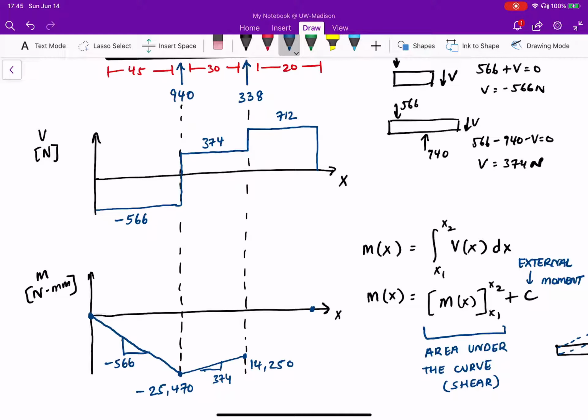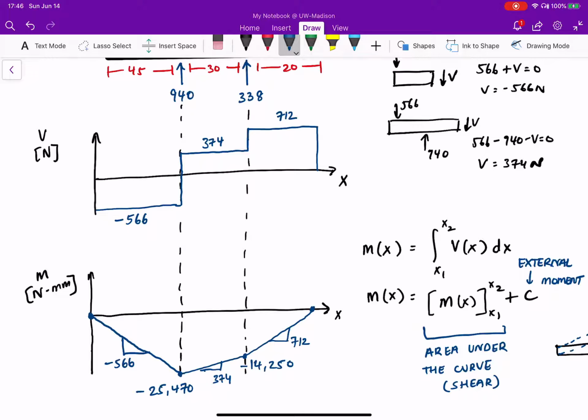And then I slope back up at 712 till I reach zero. And if you do the math, 712 multiplied by 20 is in fact 14,250. So your value should go back to zero.